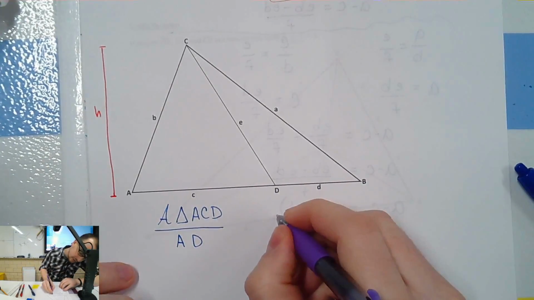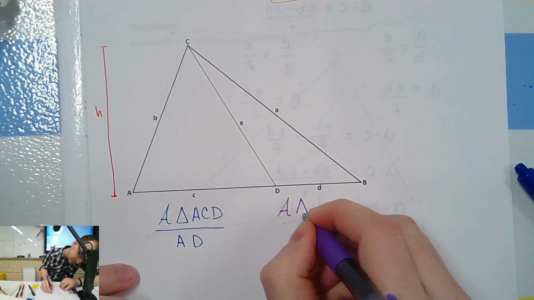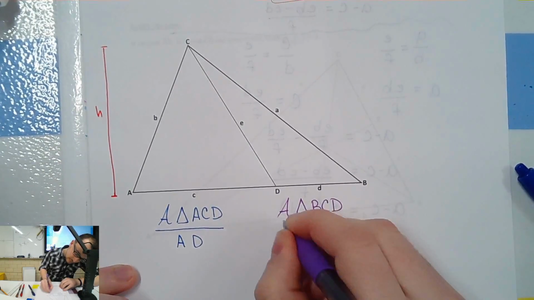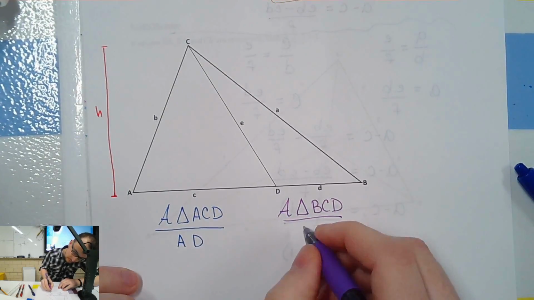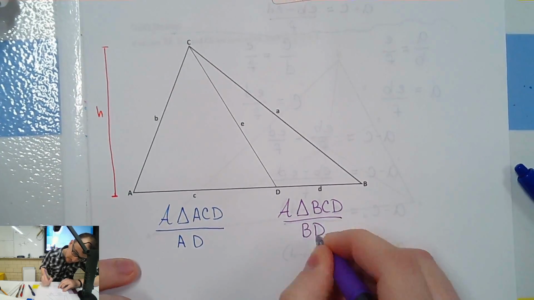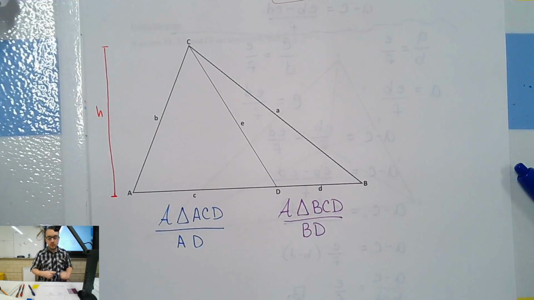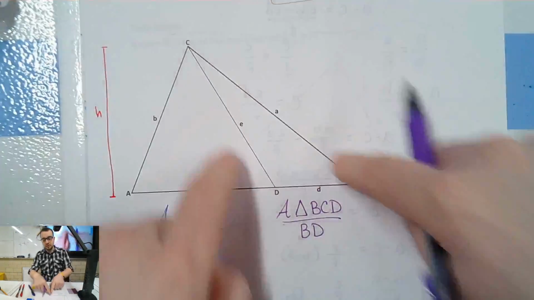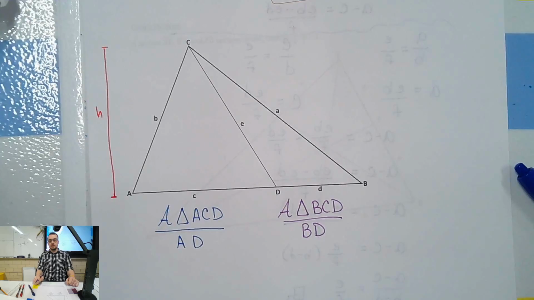And the area of triangle BCD is proportional to its base, right? BD. We know this to be true, right? That's nothing crazy. This triangle's area should be related to its base. This triangle's area should be related to its base. We know that, right? That's always true. What's interesting is this.